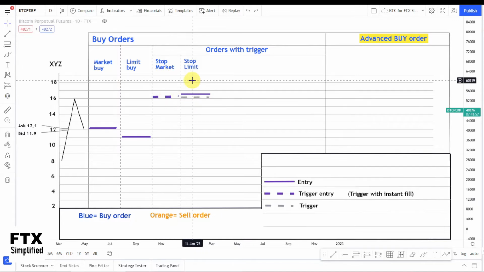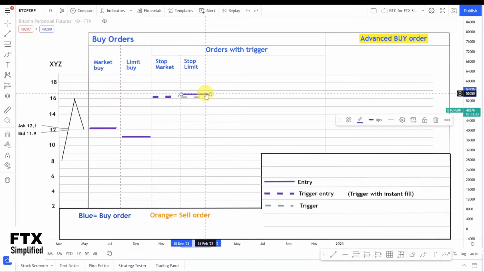And with the stop limit buy order, your trigger and entry order are separated. And after you're triggered, your entry order will be activated. And you can place it anywhere you want. So you could place your entry order above and below your trigger. So maybe you would like to see a recovery first to $15 before you would like to buy at $13. So the stop limit buy order gives a lot of possibilities.